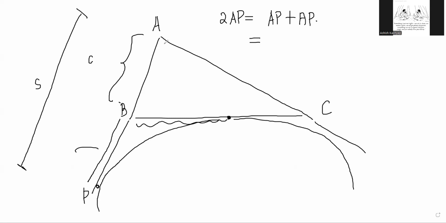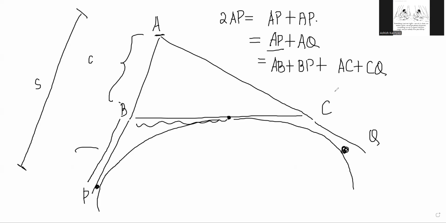Correct? And AP can also be written as AQ, technically. So this is AP plus AQ, right? For the same point A, two tangents are being made, right? Yes, sir. Now AP can be broken down as AB plus BP, and AQ can be broken down as AC plus CQ, and BP plus CQ is equal to BC.